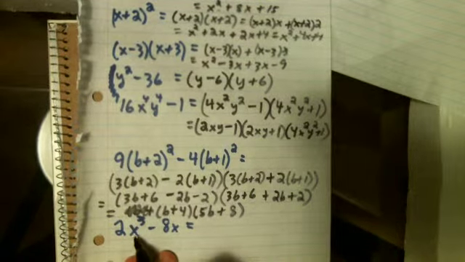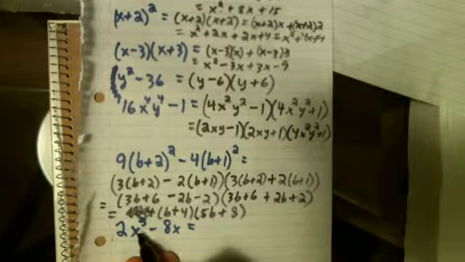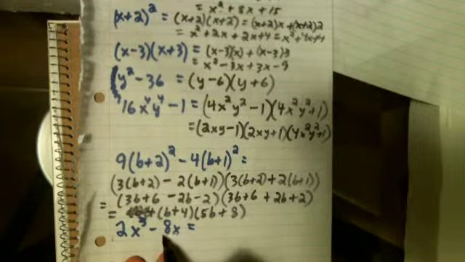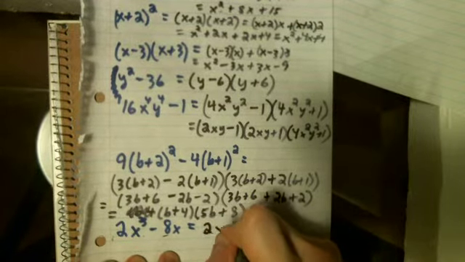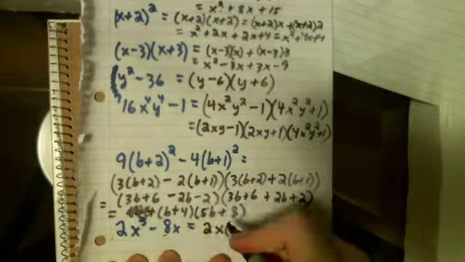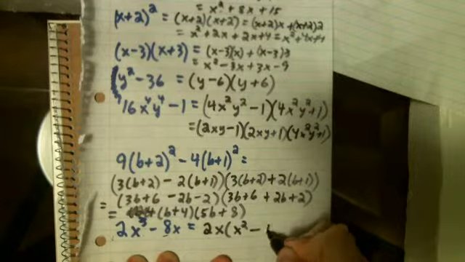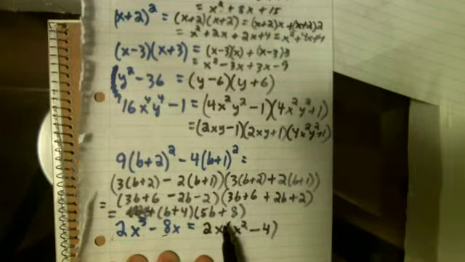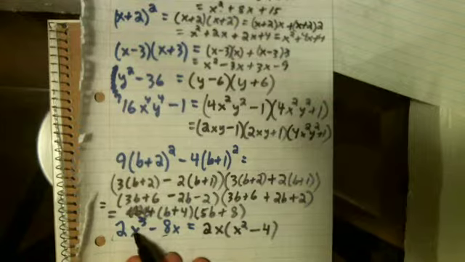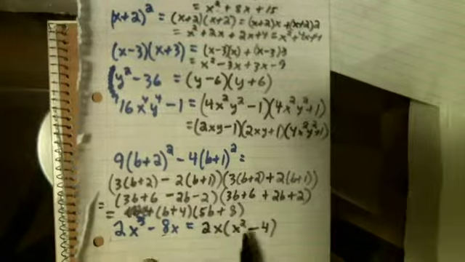So I look at both of these things here, and I say, all right, this chunk of stuff has a 2 in it and an x in it. This chunk of stuff has a 2 in it and an x in it. So what I can do is pull out a 2x from each term. And I can say that this is x squared, and I can say that this is 4. So 2x times x squared gives me 2x cubed, and 2x times negative 4 gives me negative 8x. So these two quantities are equal.